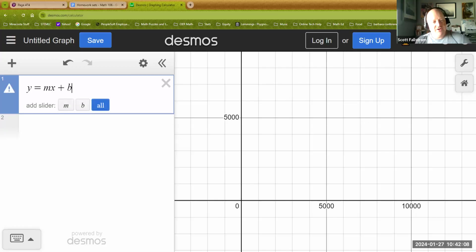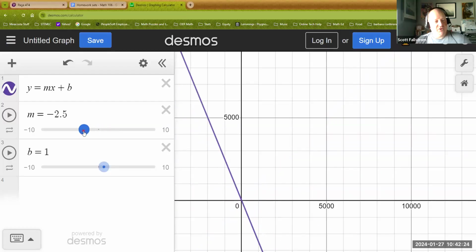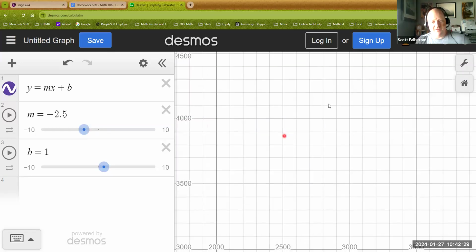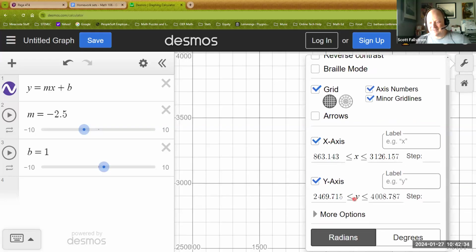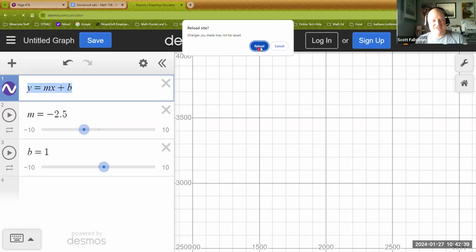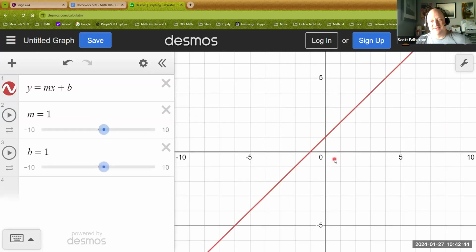Okay. Now underneath, click all. Now, what you've done is you've created what are known as sliders. A slider allows you to change a value very quickly. So I could change the slope, and you can see what a negative slope looks like. That's really zoomed out. Let me go back and zoom in. To do that, I'm going to go over here to settings. Actually, I'm just going to copy this and refresh the screen and it'll take me back to the normal window and then I'll paste it. Okay, so there we go. There's kind of the slope.